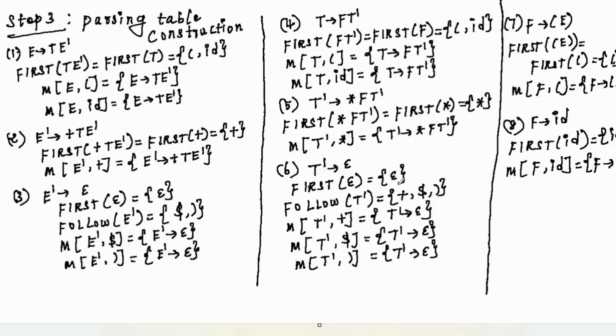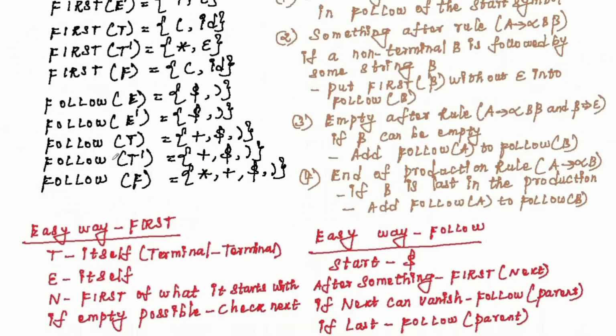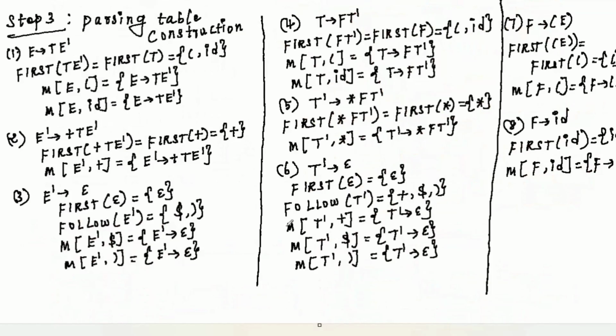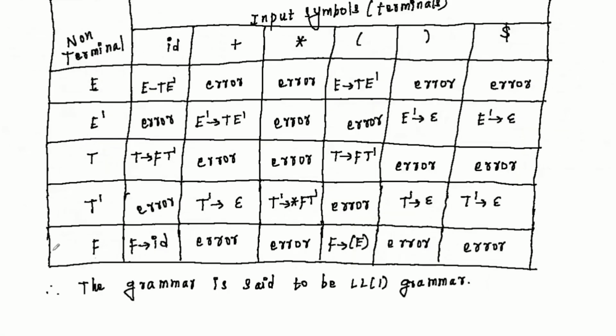First of epsilon is going to be epsilon. When the right-hand side is epsilon, you should take the follow of T dash. Follow of T dash is going to be plus, dollar, close bracket. Here M of T dash comma plus, M of T dash comma dollar, and M of T dash comma close bracket are going to be T dash tends to epsilon. In the parsing table, T dash plus, T dash close bracket, and T dash dollar are all going to be T dash tends to epsilon.